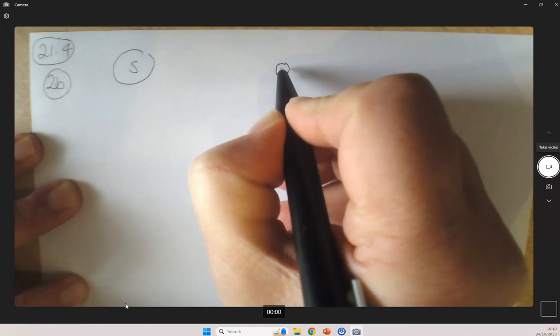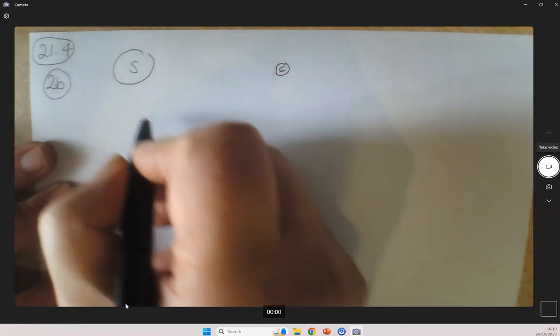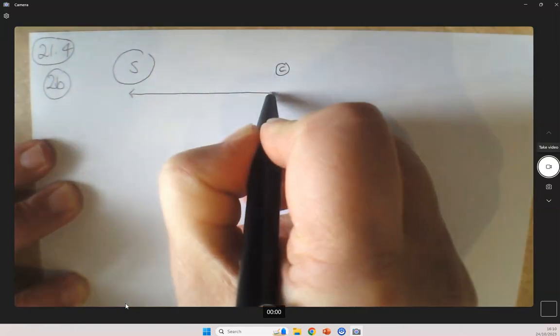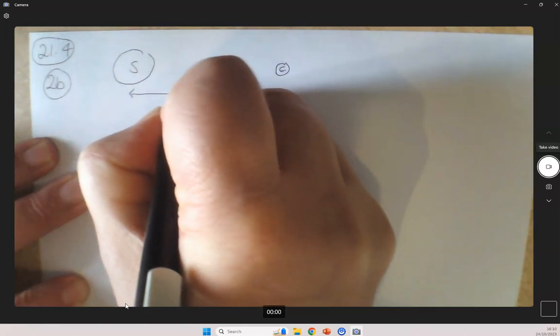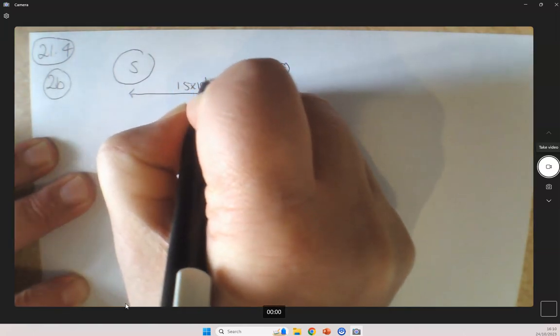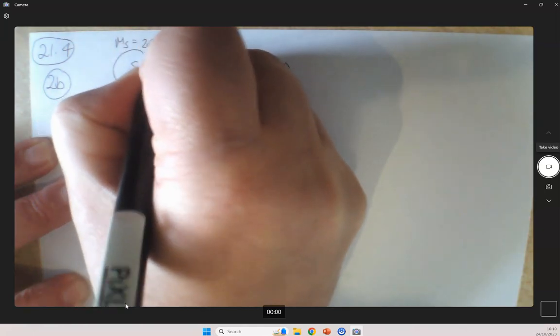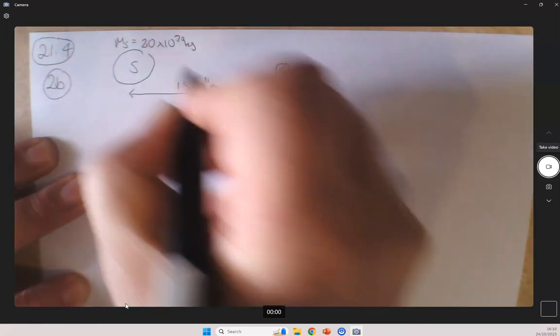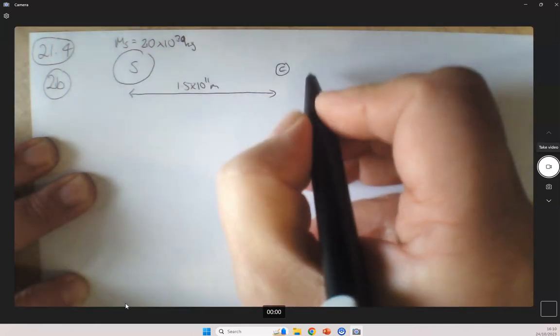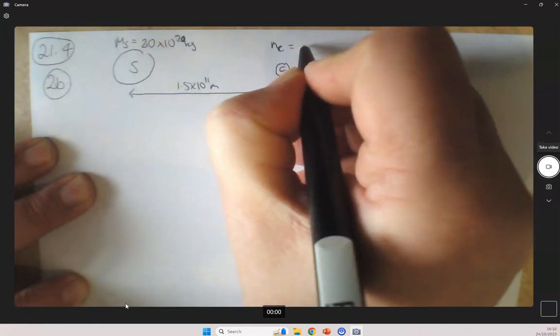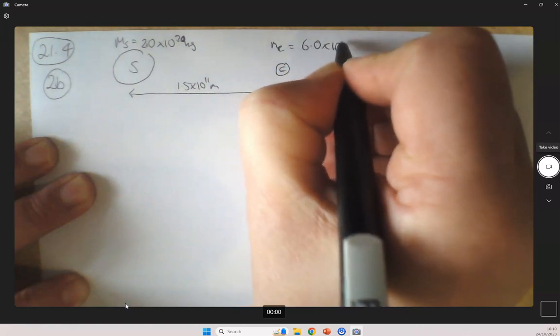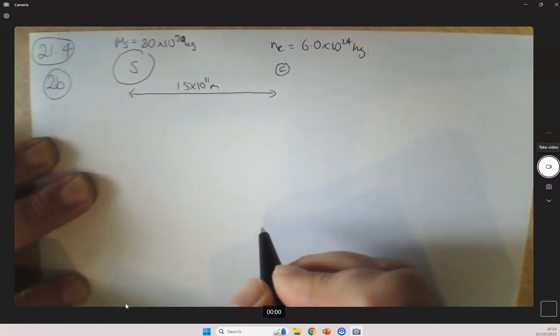So what we've got there is we've got the Sun and we've got the Earth, and we know they are at a separation, because they're in orbit, of 1.5 times 10 to the 11 meters. We know the mass of the Sun is actually equal to 2.0 times 10 to the 30 kilograms. Make sure I read that as a 30. And we've got the mass of the Earth is 6.0 times 10 to the 24 kilograms.